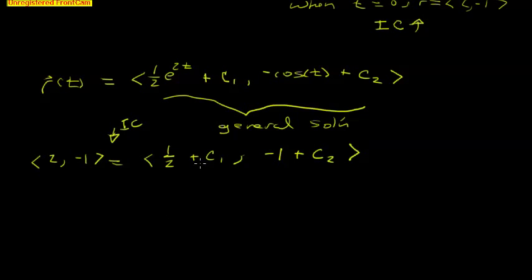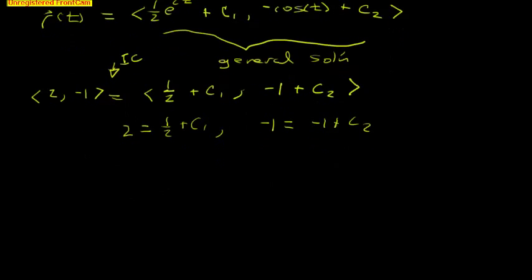And solving here for these constants, the only way two vectors can be equal is if each of their components are equal. So we get two separate equations. 2 equals 1/2 plus c1, and negative 1 equals negative 1 plus c2. Those are relatively easy to solve for. So in this case, we would have c1 equals 3/2 and c2 equals 0.